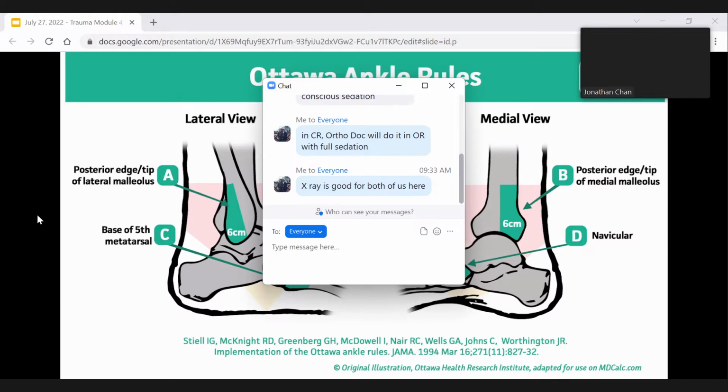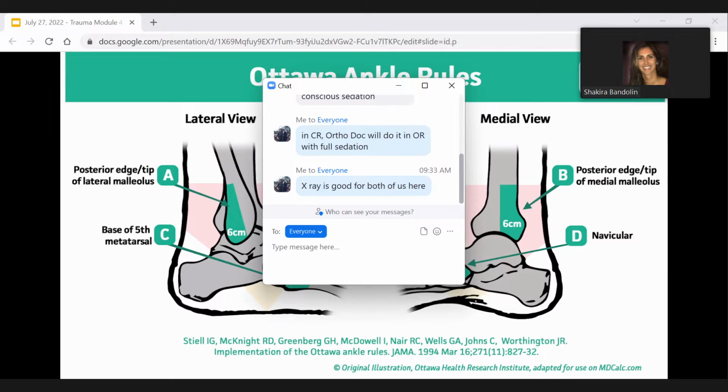Anyone from Vietnam want to share? If you have a teenager who comes in having twisted an ankle playing sports, would you usually get an X-ray for them, or do you try to apply the Ottawa rules? We do it all the time. Because it's very easy to get an X-ray, and then we feel good with that. It's very easy. You're such a hero afterwards, right?